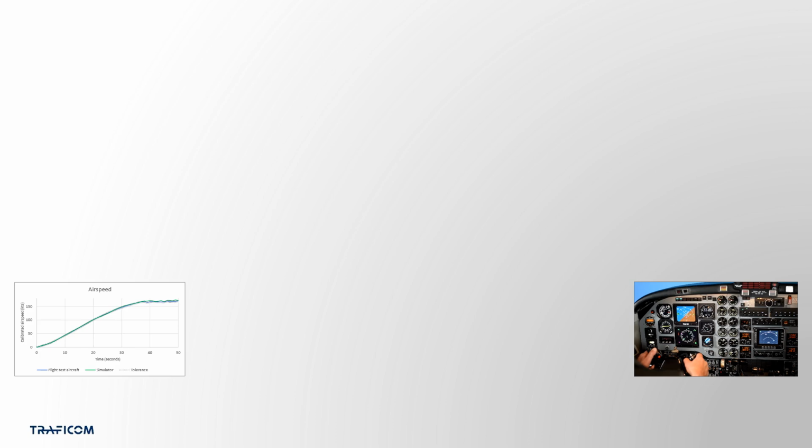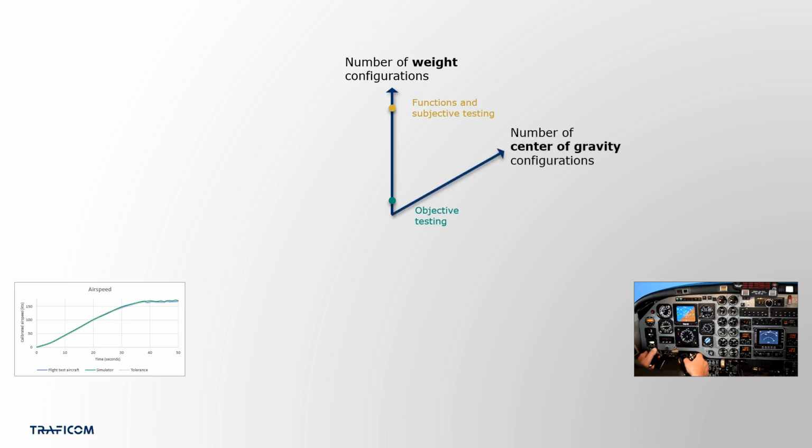Let's illustrate this. For instance, weight is a crucial factor for any aircraft. Objective testing typically involves a limited number of takeoff tests at a few different weights. However, functions and subjective testing can be performed at any weight, allowing for a much greater range of conditions. The same applies to the center of gravity. Objective takeoff tests use a few different center of gravity positions, whereas subjective testing can accommodate any position. The number of possible center of gravity conditions is much larger.